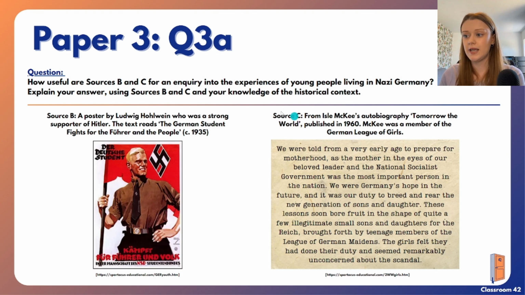Then we've got our source C. This one is from an autobiography of McKee, who was a member of the German League of Girls. It outlines how from a very early age they were taught to prepare for motherhood. It was their duty to breed and rear the new generation, and how this led to a few illegitimate small sons and daughters for the Reich brought by teenage members of the League of German Maidens.